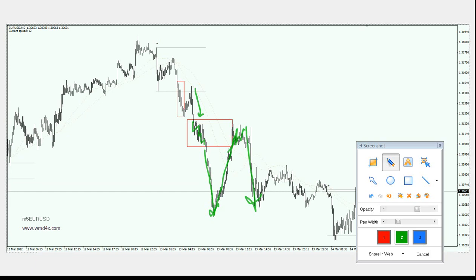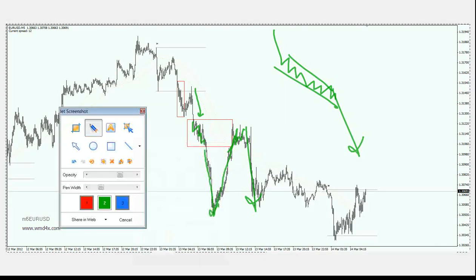So this is the kind of structure that we're looking for on the left-hand side. This is quite a small structure. The ones which we really want are the ones which carry on for a long time. So we want to see quite a big diagonal move, and those are the ones which are going to give us our best plays.